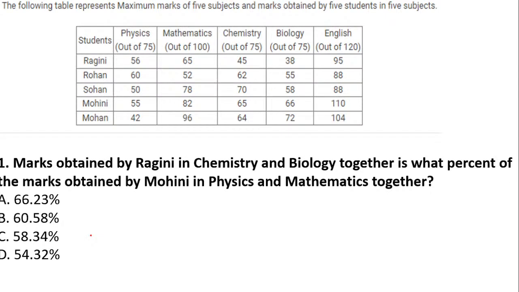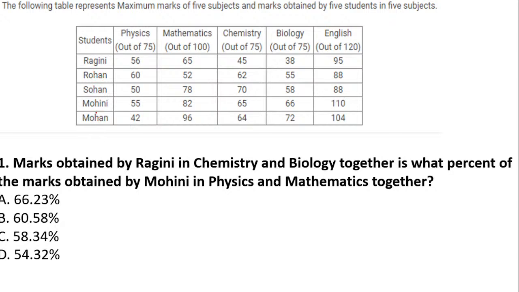This is a very basic example of a table chart. Here you can see the following table represents maximum marks of 5 subjects and marks obtained by 5 students in those 5 subjects. There are names given: Ragini, Rohan, Sohan, Mohini and Mohan.